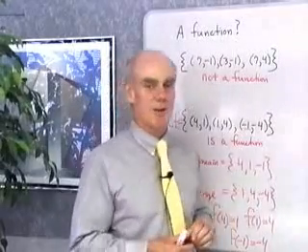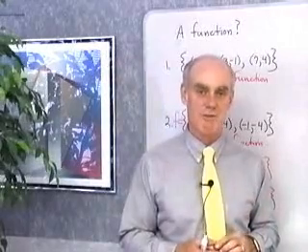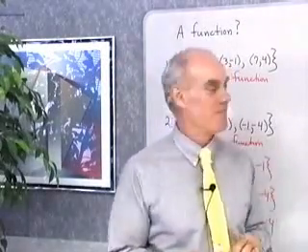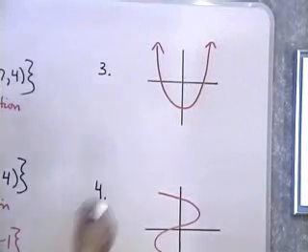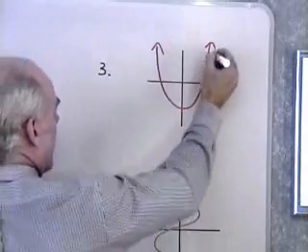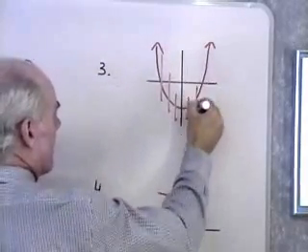Now, what about if we have the graph of a relation? Can we tell from the graph whether that relation is also a function or not? And the answer is yes. For problem number 3, I've written this graph, and I want to know, is this the graph of a function? Well, if no vertical line can be found that would cross the graph in more than one spot, then I have the graph of a function.